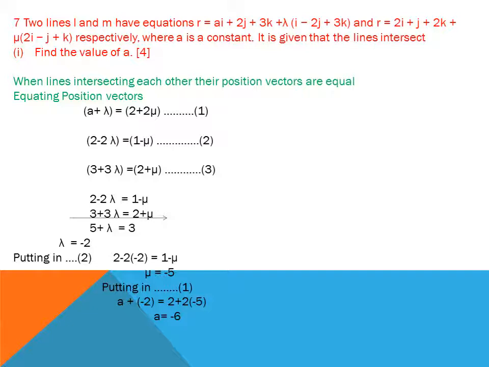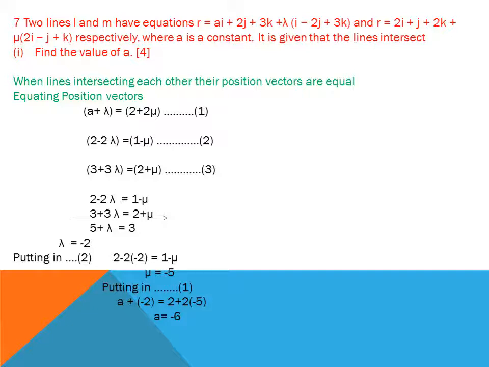The next question is related to vectors. Two lines L and M have equations r is equal to ai plus 2j plus 3k plus lambda (i minus 2j plus 3k), and r is equal to 2i plus j plus 2k plus mu (2i minus j plus k) respectively, where a is a constant. It is given that the lines intersect; find the value of a. It means the lines must intersect each other at one point. When lines intersect each other at one point, then the position vectors of both the lines should be the same.